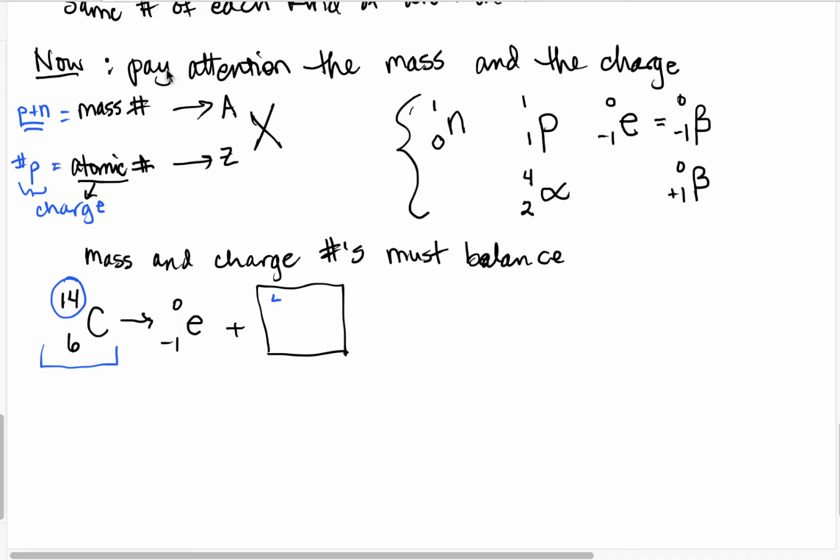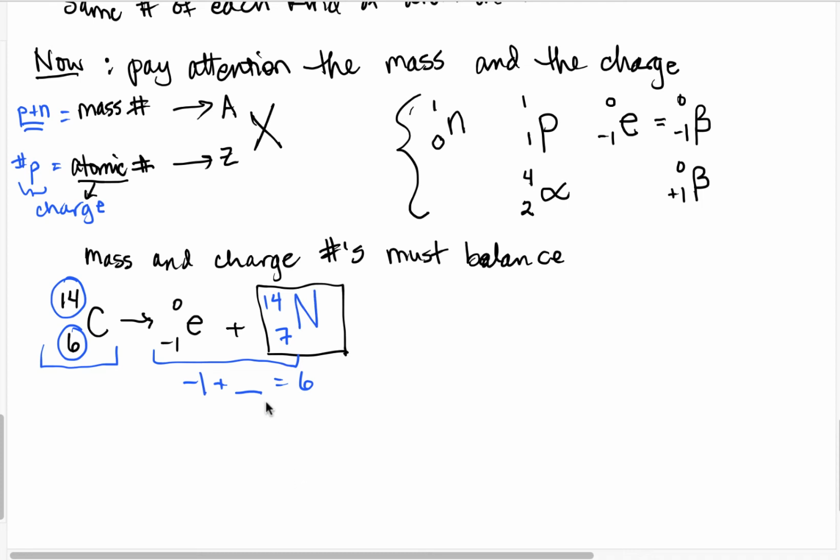Oops, let's fix that. Now I look at my charge number, and on the left-hand side it's a 6. And on the right-hand side I have a -1 plus something, and that has to equal 6. So that means this number has to be a 7. So if I look back at the periodic table, I can see that the element with a mass number of 7 is going to be nitrogen.